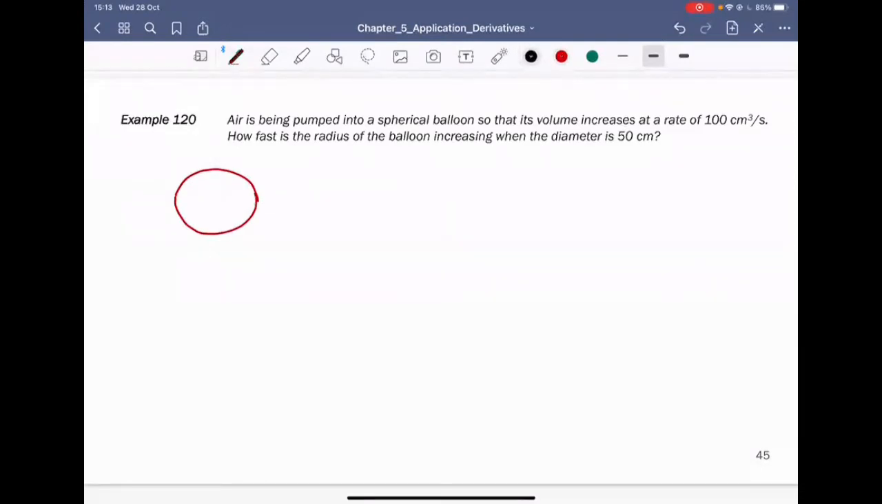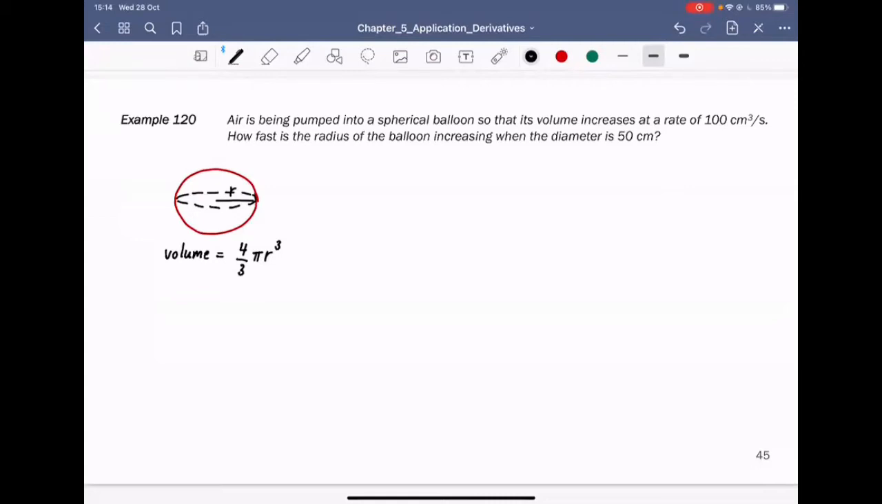And for the sphere, it has a radius r, right? The thing that you need to know is the volume of the sphere. If you remember the formula from high school, the volume of the sphere is 4 over 3 pi r cubed. This is the volume of the sphere. If this is your first time seeing it, memorize this formula, the volume of the sphere.